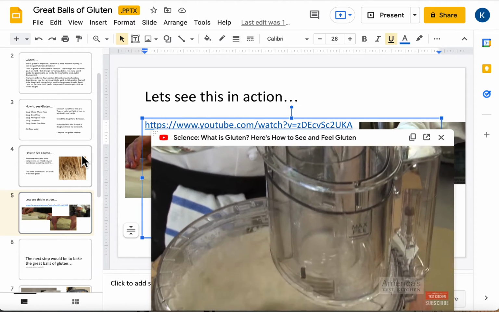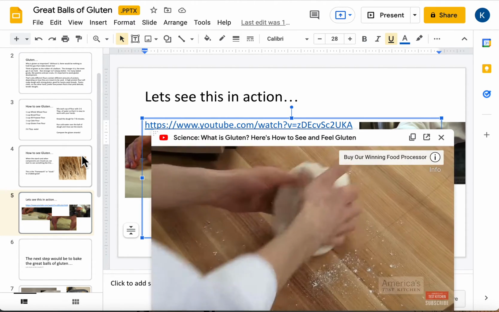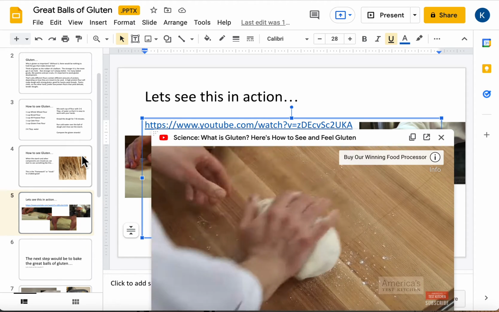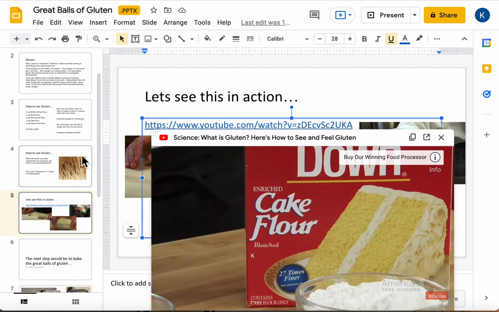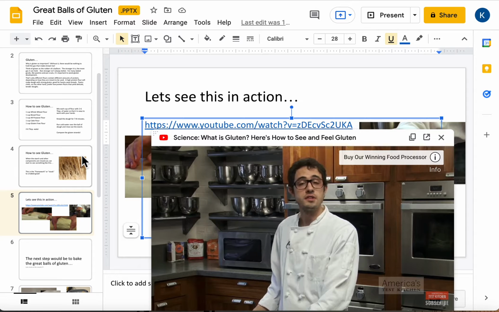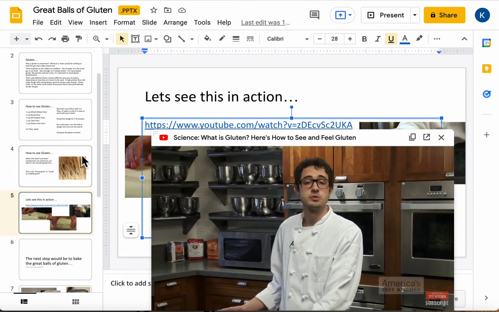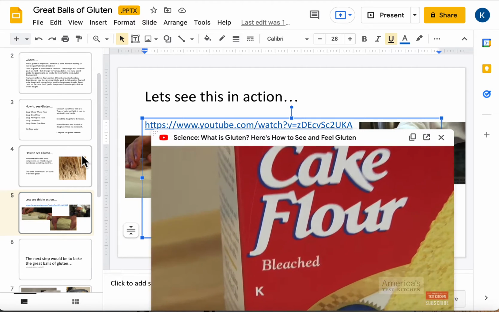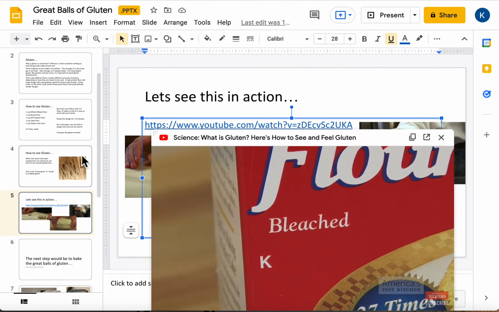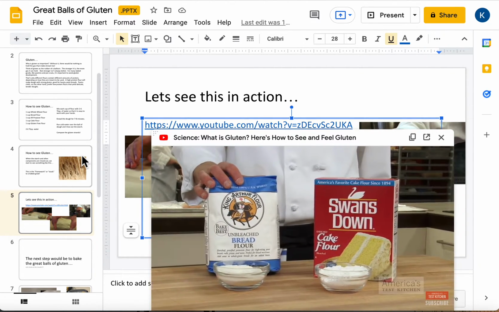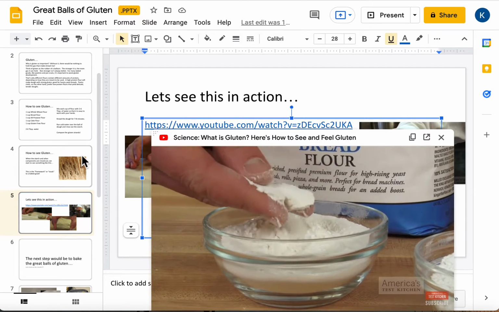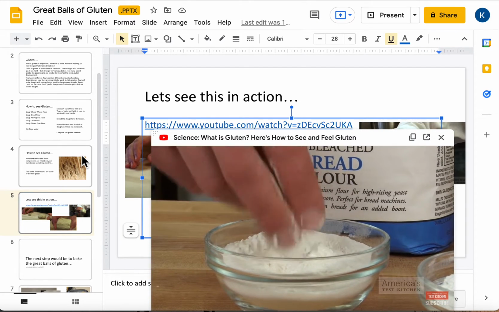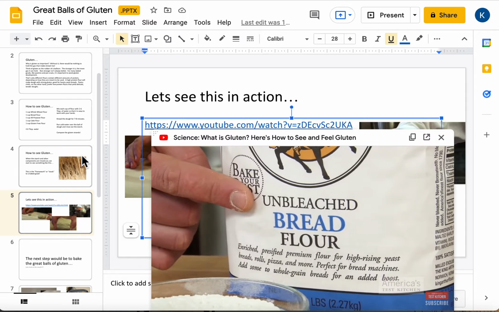I made two basic doughs by mixing flour and water in a food processor until a smooth ball formed. And for one dough, I used cake flour, which contains the least amount of protein of all the different types of flour that you can find at the grocery store, between 6 and 8% usually. In addition, cake flour is often bleached, which further weakens the proteins. And for the other one, I used bread flour, which contains the most amount of protein, usually running about 12 to 14%, and is generally not bleached.